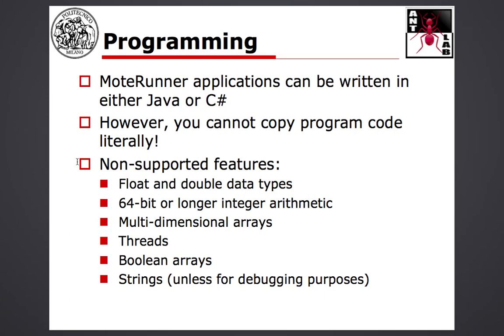So you have some non-supported features, okay? You can't use float and double data types. Okay, first, very, very big limitation. So how can we do complex processing? Well, we have to convert everything into integers. Okay, so we have basically to quantize our data. We have to port everything into integers, but we cannot use 64-bit or longer integer arithmetic. Okay, meaning that we can't use long ints, these kinds of variables. So the dynamic range of our numbers is very limited, okay?